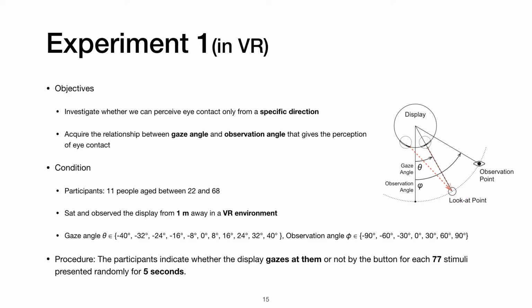As a procedure, the participant indicates whether the display gazes at them or not. For each combination of the gaze angle and observation angle, in total 77 stimuli were presented randomly for 5 seconds, and participants answered yes or no by pressing a button.